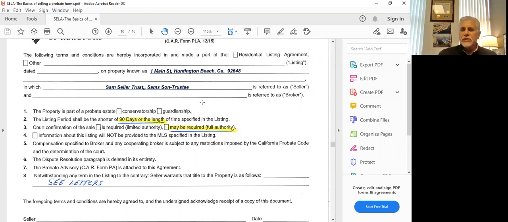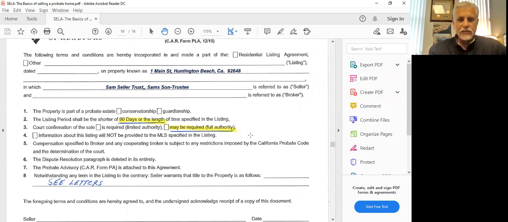So working with title, if it's a conservatorship, is a whole different animal. They need doctors' certificates, 2 of them, and they go to court. So don't get involved. This is not a class on conservatorship. This is a class on probate. Once again, it says right there, 90 days. And number 3, it asks whether you've already looked at the letters and which one it is, limited or full. So it's asking you again.